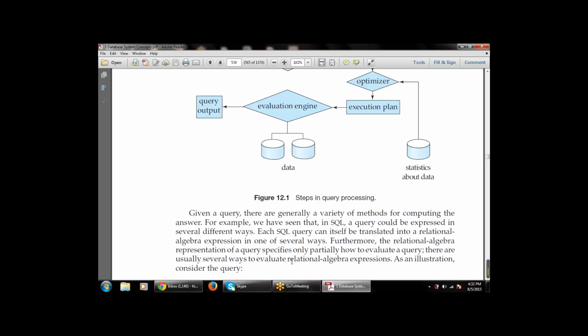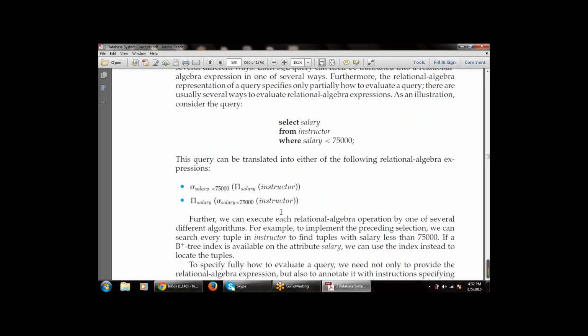These are the various steps in query processing. One example given is: select salary from the instructor table where salary is less than 75,000. This query can be translated into any of several relational algebra forms, so either we can use the selection or the projection.